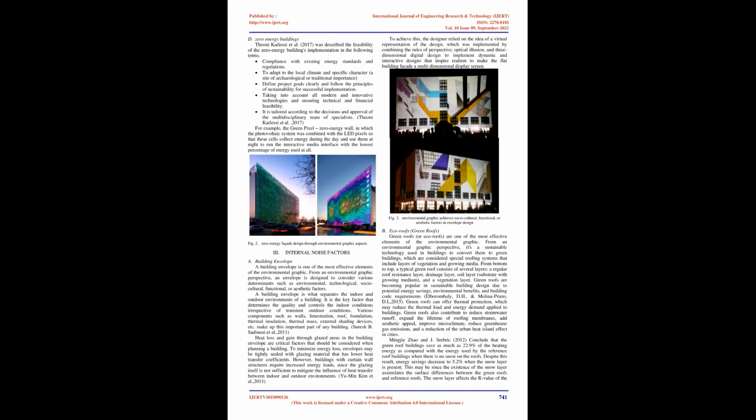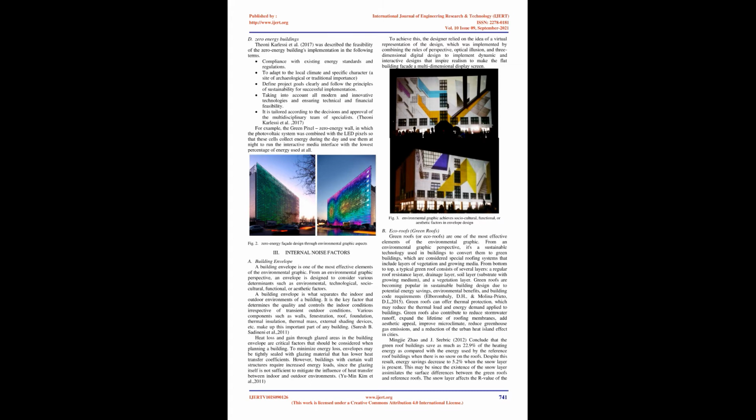Various components such as walls, fenestration, roof, foundation, thermal insulation, thermal mass, external shading devices, etc. make up this important part of any building. Suresh B. Sadanani et al. 2011. Heat loss and gain through glazed areas in the building envelope are critical factors that should be considered when planning a building. To minimize energy loss, envelopes may be tightly sealed with glazing material that has lower heat transfer coefficients.